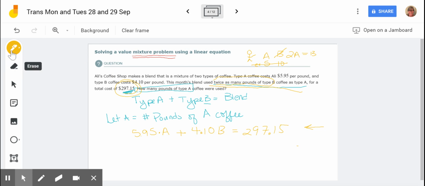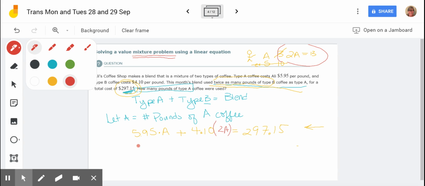So instead, I have to come back here and not use the B. I erase the B, and instead of B, I put what I figured out, B is twice A. That's probably the hardest step in this thing. All right, so I'll just continue in red.